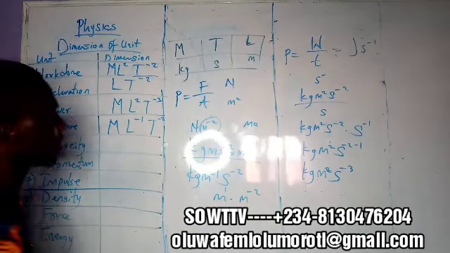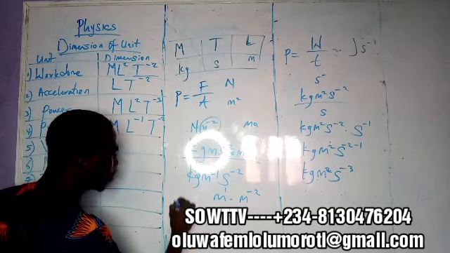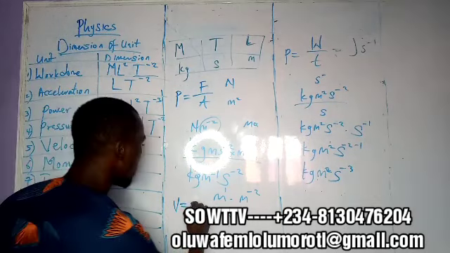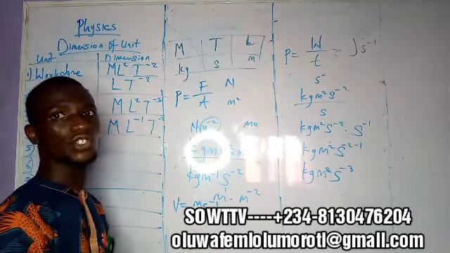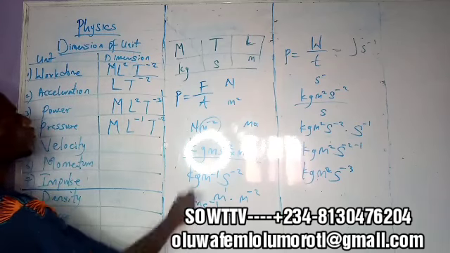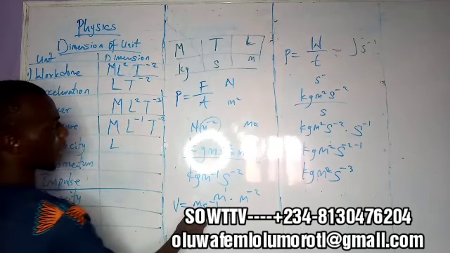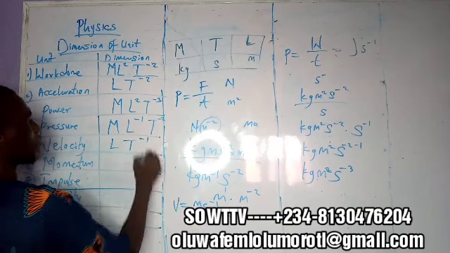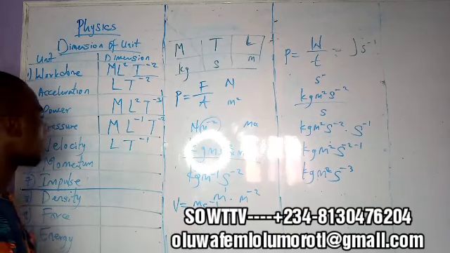Let's look at velocity. The unit of velocity is meter per second. So you don't have to stress yourself on that. Meter is length, and then per second is T to the power minus 1. It's as simple as that.